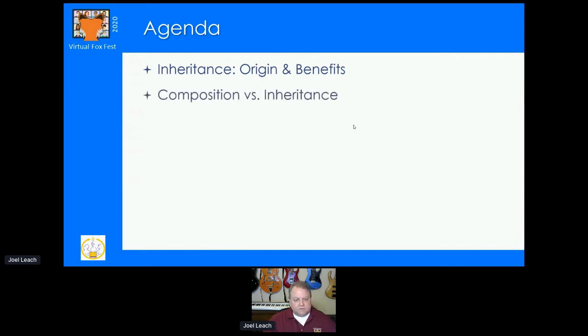Let's take a look at what is on the agenda. We're going to start by reviewing what inheritance is, why it is a part of object-oriented programming, and some of the benefits that it provides. Then we'll define composition and explain how it provides an alternative to inheritance. Next, we'll discuss some of the criticisms that are made against inheritance and how you can avoid certain pitfalls.